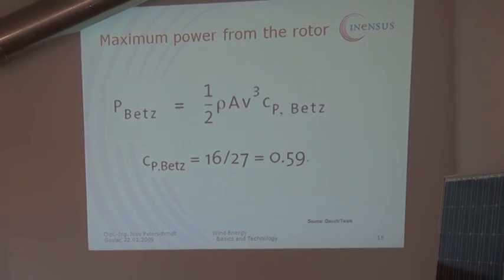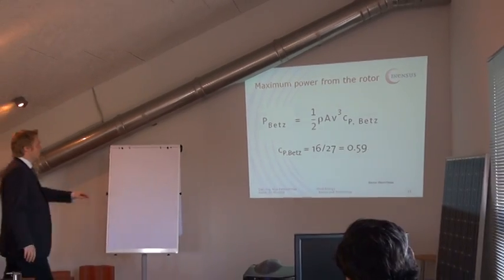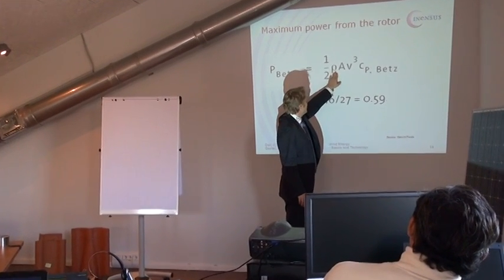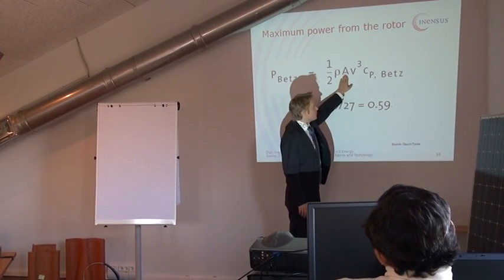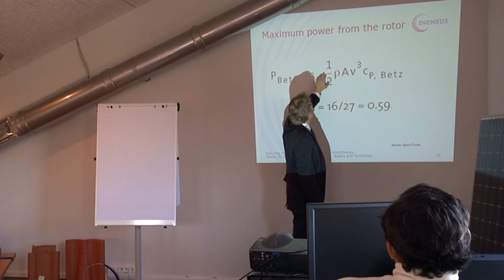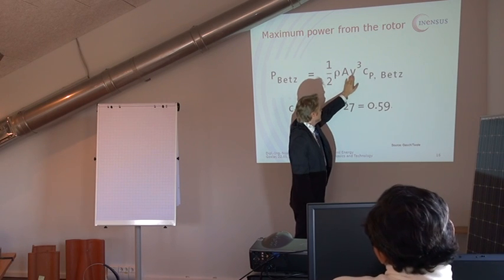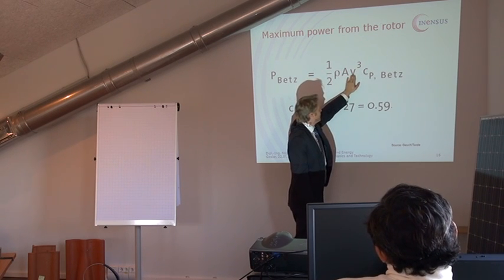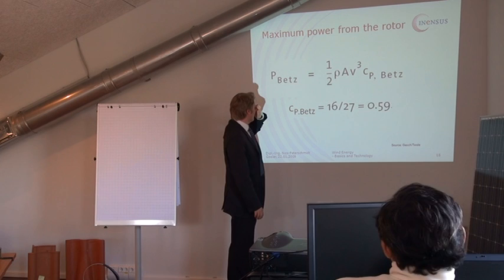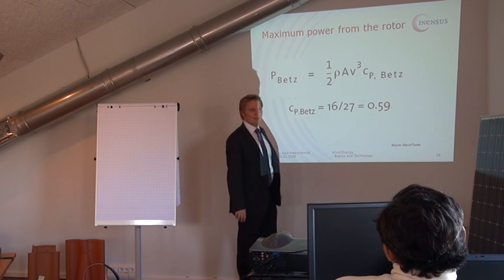Well, this is what we probably know: the power that is in the wind is 0.5 times the density of the air, times the surface of the rotor, times the velocity of the air to the power of 3. Yeah? So that is the power that is in the wind, in the airflow.